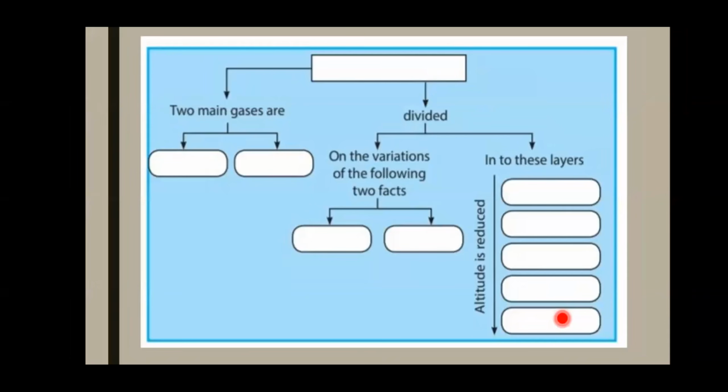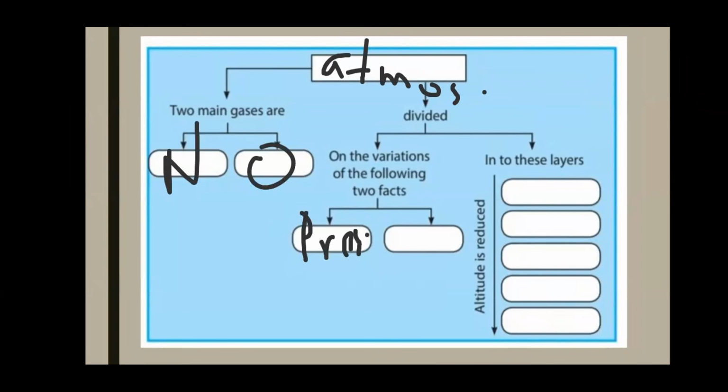Yeah, so this is assignment 13.3 and they have given the words for you. So we can include here atmosphere, and here you can put nitrogen, oxygen, pressure, temperature. Those are the two variations of how they have divided the gases. And these are the other layers: troposphere, then the stratosphere, mesosphere, thermosphere, and the exosphere. Those are the other layers where the gases are divided into.